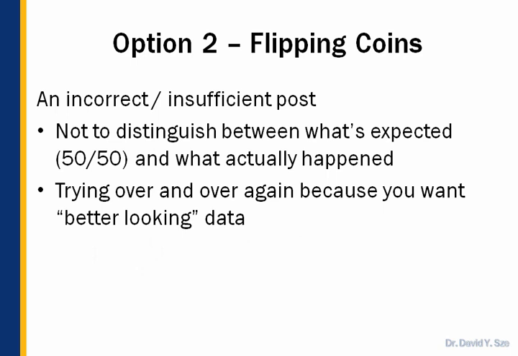Option 2 asks you to flip coins. So maybe this is more fun than option 1, but option 1 is more realistic if you're in an actual job. So option 2, flipping coins. Here are a couple things that you need to be careful of. When we do a statistical analysis, we need to distinguish between what's expected, for example, you might expect 50-50, and what actually happened, for example, you might get 6 heads and 4 tails.